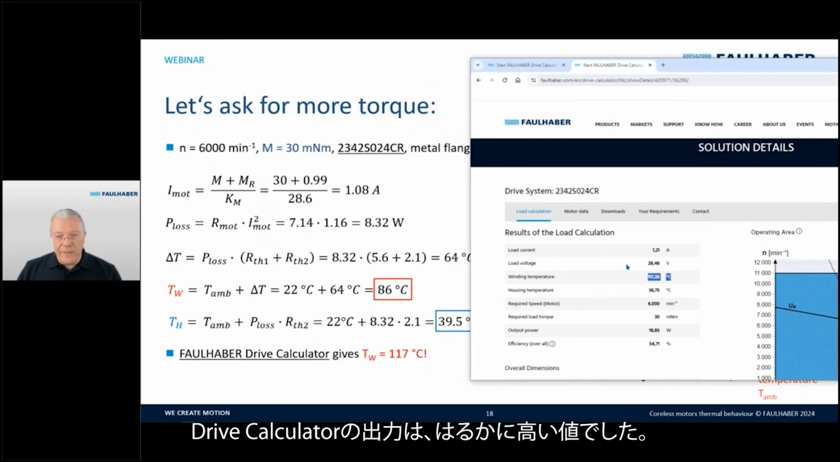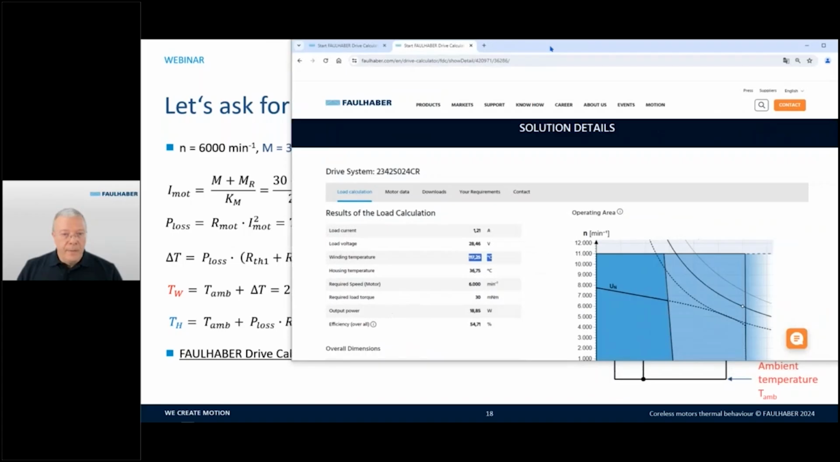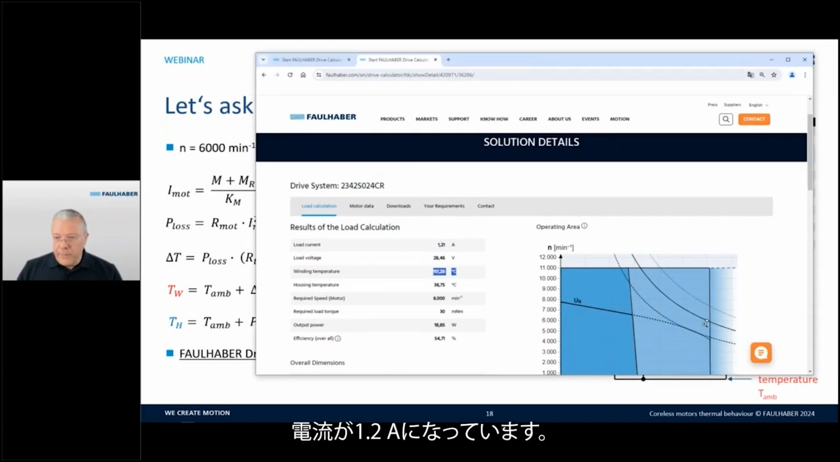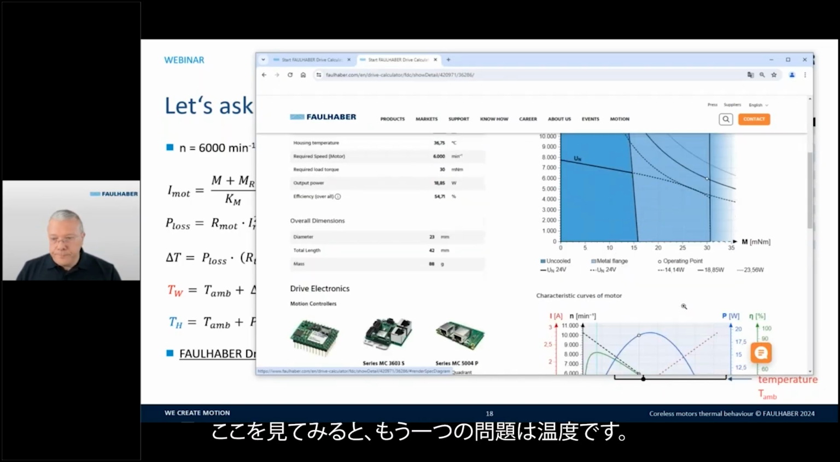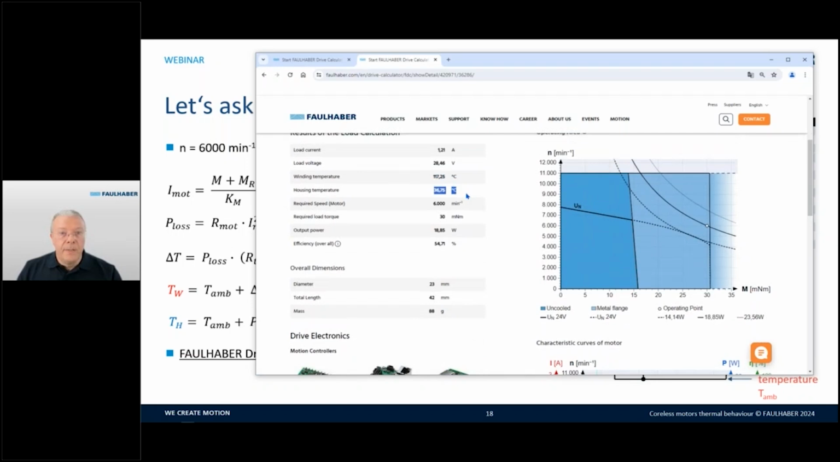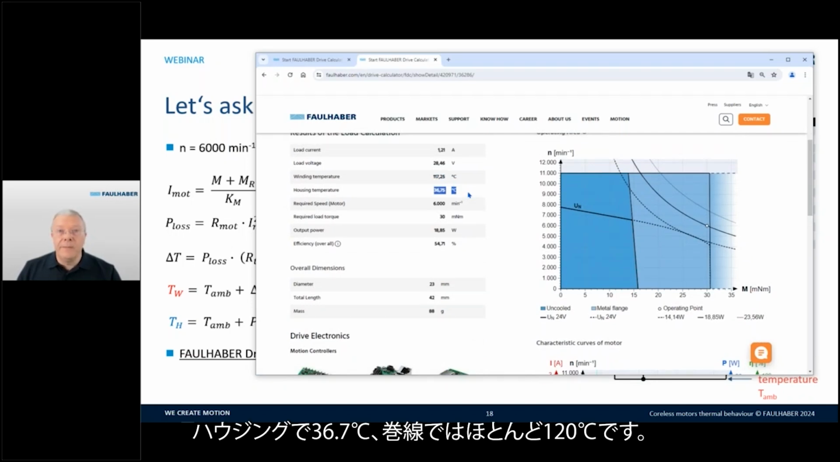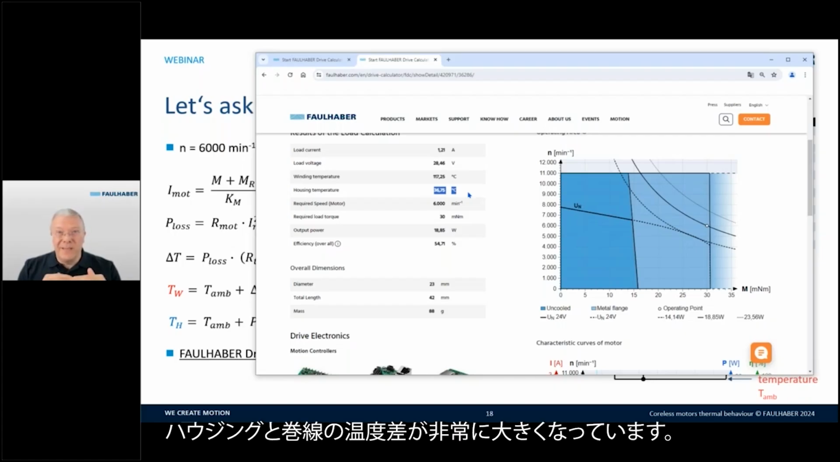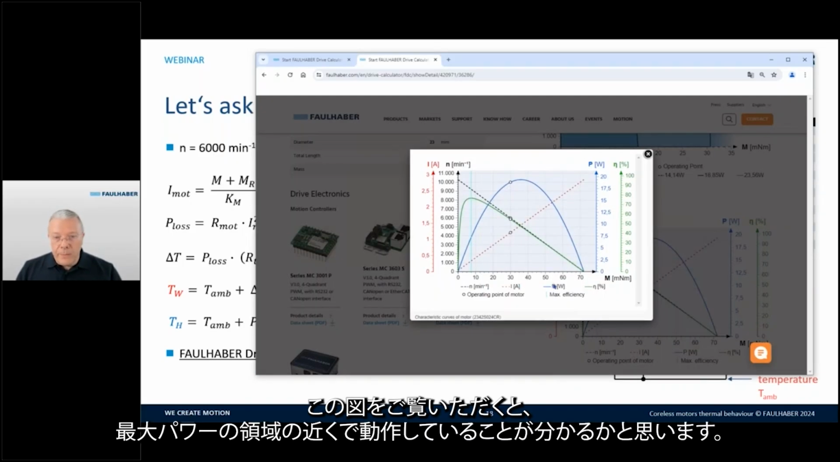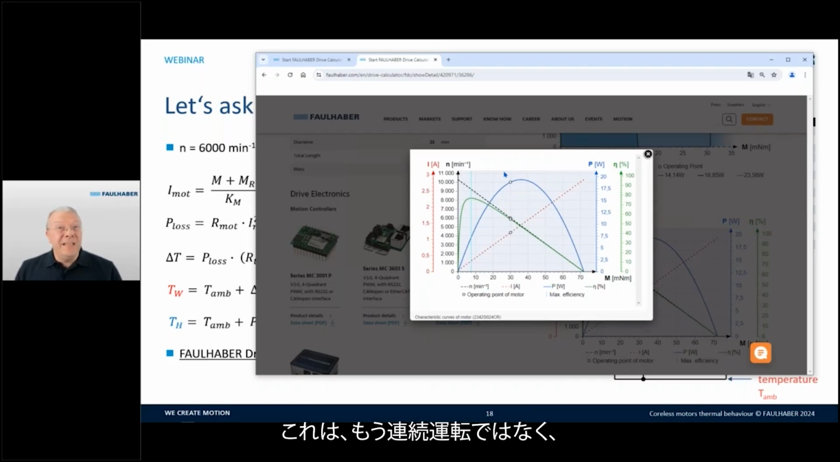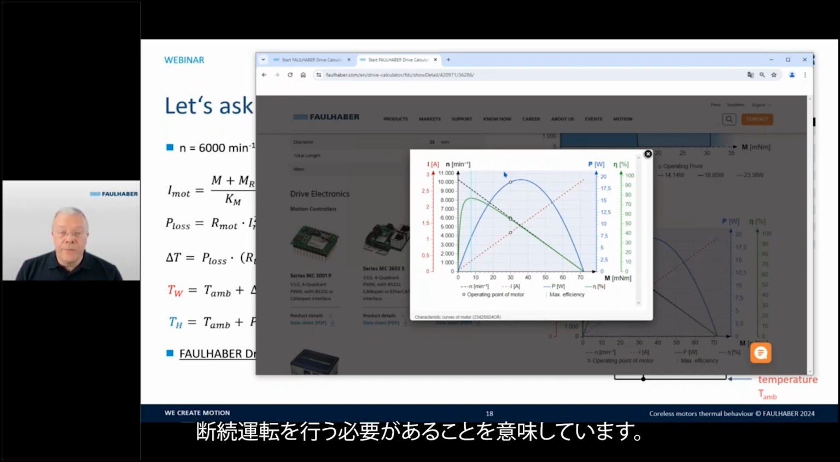So the drive calculator gives a much higher value. You can see 1.2 ampere of current. We are on the limit of intermittent operation. And if we look here, another thing is the temperature, 36.7 in the housing and almost 120 on the winding. So there is a huge difference of temperature between housing and the winding. And if you see this diagram here, we are working now near the region of maximum power. This means that we need to operate in intermittent operation and not anymore in continuous operation.